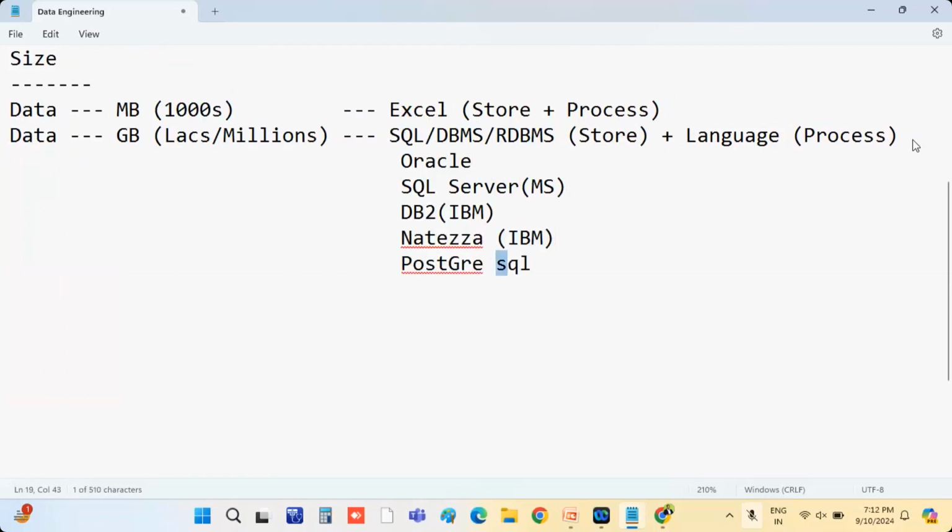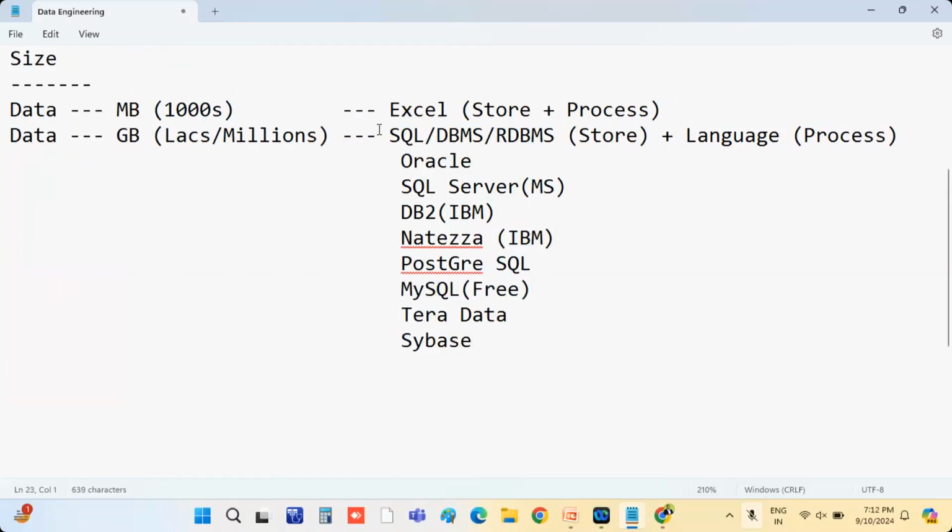PostgreSQL. People call it Postgres or Postgre SQL. Like that, thousands of software products are available in the IT industry: MySQL, which is free software that anybody can download and use, Teradata, Sybase. Thousands of RDBMS software products are available where you can store the data.